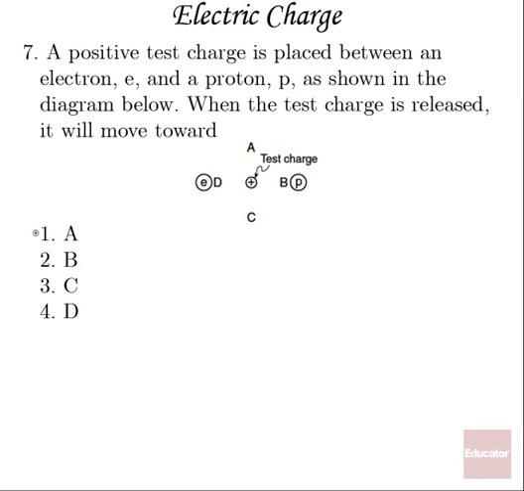Number 7. A positive test charge is placed between the electron E and a proton P as shown in the diagram below. When the test charge is released, it will move toward, well, the positive test charge will be attracted by that electron and it will be repelled by that proton. So in both cases, we're going to have a net force toward D.